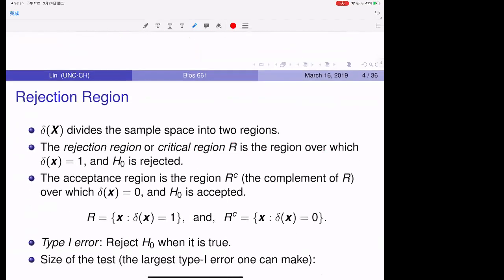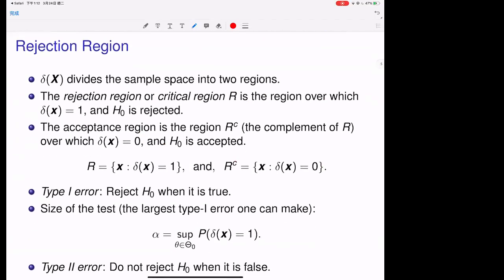Okay, good. This kind of decision actually divides your sample space into 2 regions. One is called the rejection region, basically where delta x is 1. And if outside of the rejection region, then your H0, your null hypothesis, is not rejected. Sometimes I'm going to switch; I don't know which one I will say, but you could either say rejection region or critical region. I think rejection region is possibly more straightforward to everyone.